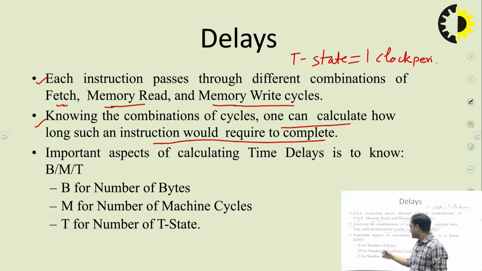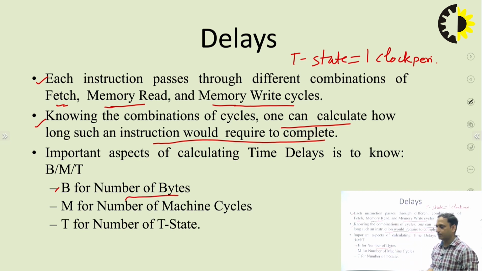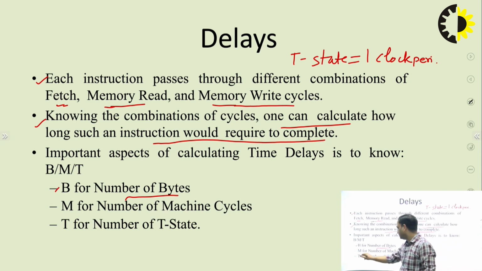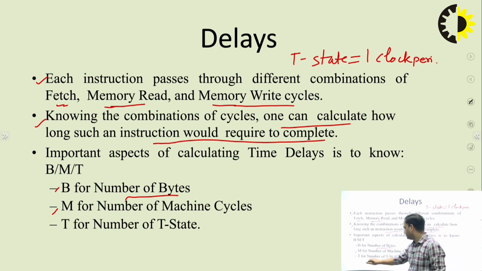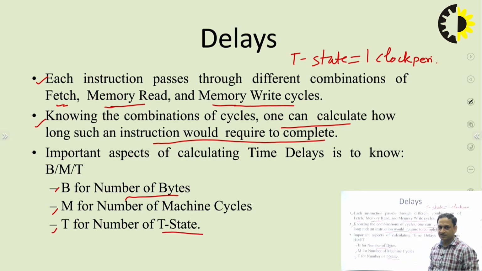Then an important aspect of calculating time delay is to know about B, M and T. B is the number of bytes, that is, how many bytes are required for a particular instruction. M is the number of machine cycles required for that instruction. T is the number of T states, right? And a T state is 1 clock period, as we said.